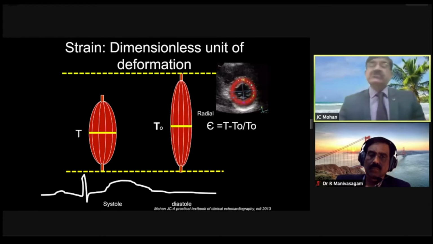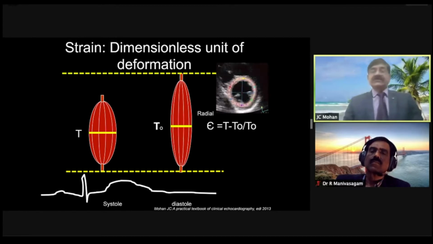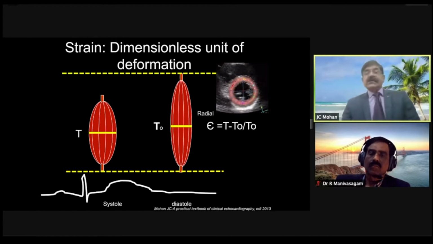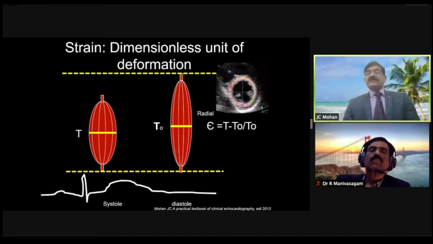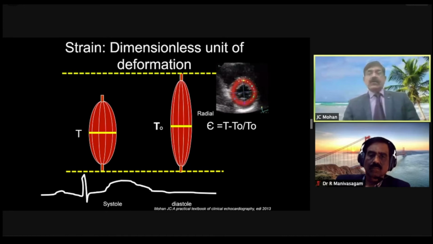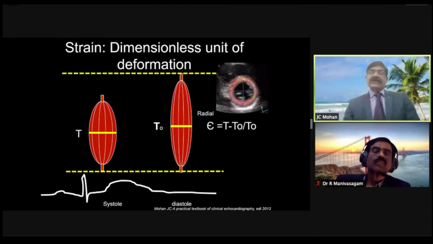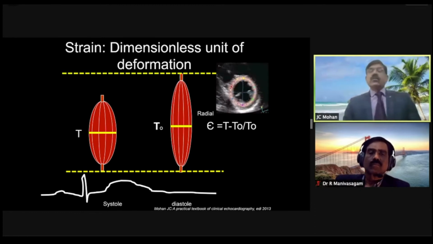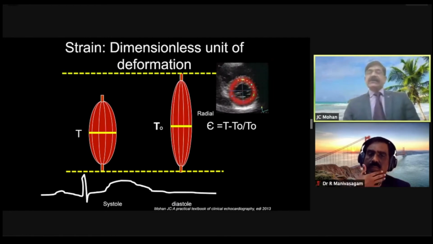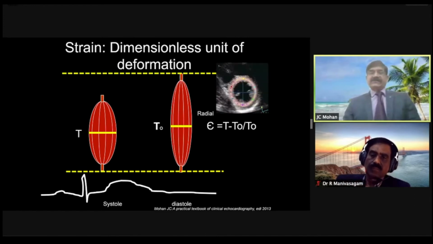The reverse is true for radial strain, or thickening strain, or transverse strain. Here, let's say the cardiomyocyte, or for that matter the left ventricle muscle itself, from diastole to systole thickens in the radial direction. And this delta T, or thickness increase in systole divided by original thickness in diastole, gives you what we call radial strain. And since thickening is happening, radial strain would be positive.